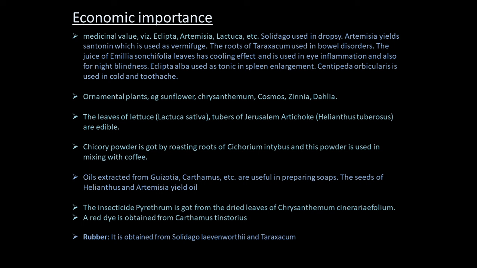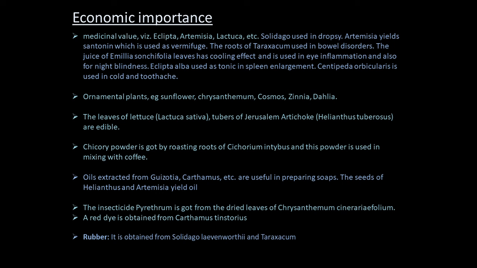Ornamental plants, example sunflower, chrysanthemum, cosmos, dahlia, etc. are used as ornamental plants. The leaves of lettuce, Lactuca sativa, and tubers of Jerusalem artichoke, Helianthus tuberosus, are edible. Chicory powder is got by roasting roots of Cichorium intybus, and this powder is used in mixing with coffee. Oils extracted from Guizotia, Carthamus, etc. are useful in preparing soaps. The seeds of Helianthus and Artemisia yield oil.